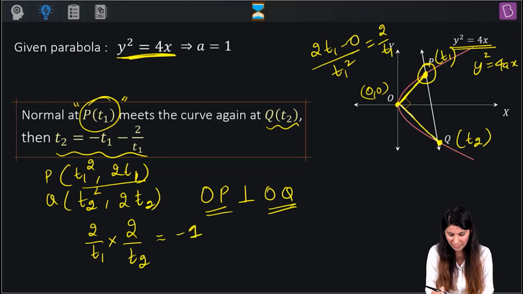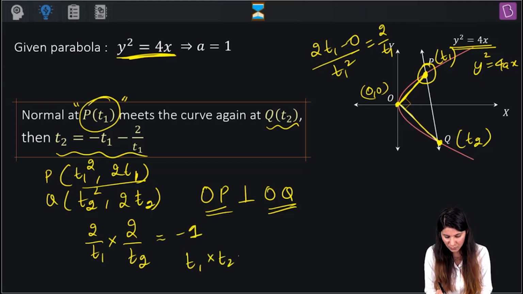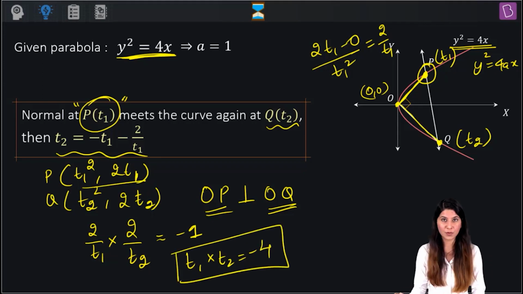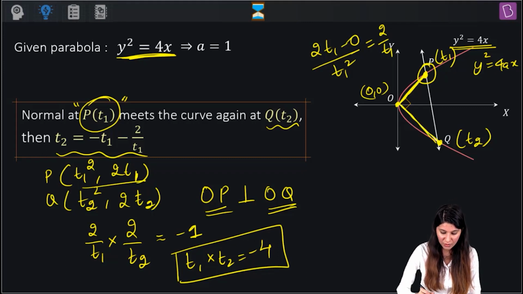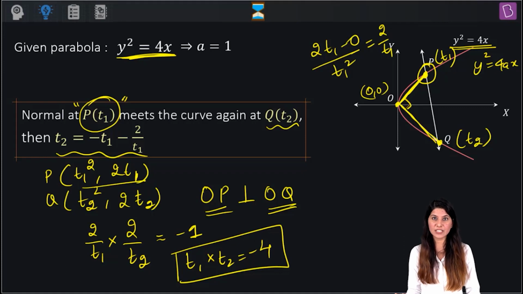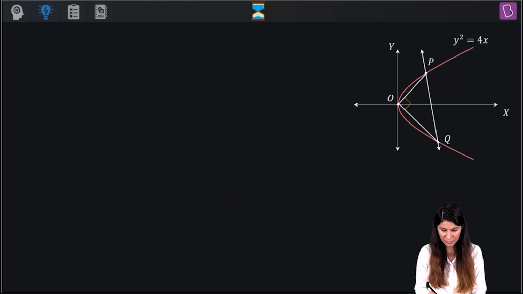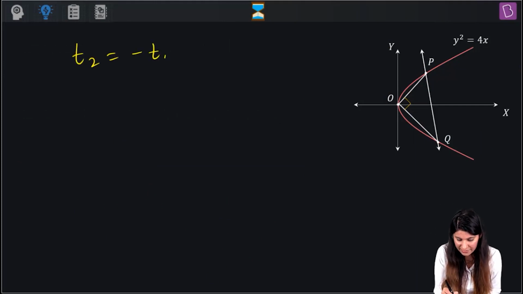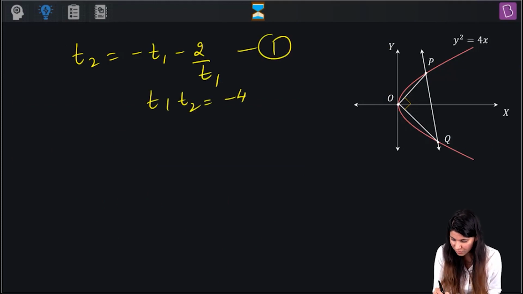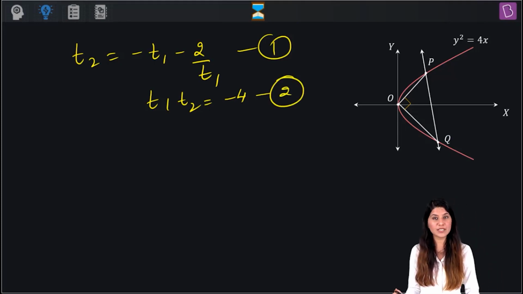M1 M2 equals minus 1. That means T1 multiplied by T2 is minus 4. Whenever you see that two chords are perpendicular, you will always get T1 T2 equals minus 4. And we have another relation between T1 and T2, which is T2 equals minus T1 minus 2 by T1. And T1 T2 equals minus 4. This is equation number 1 and this is equation number 2. If you solve this, you will get T1 and T2.